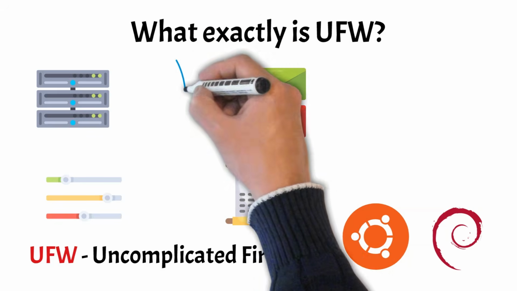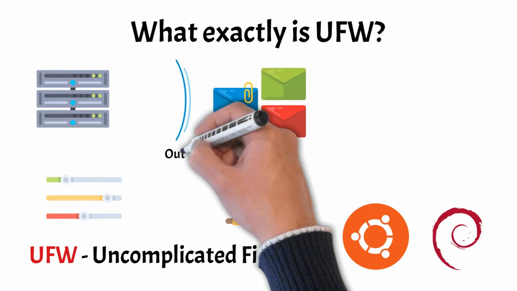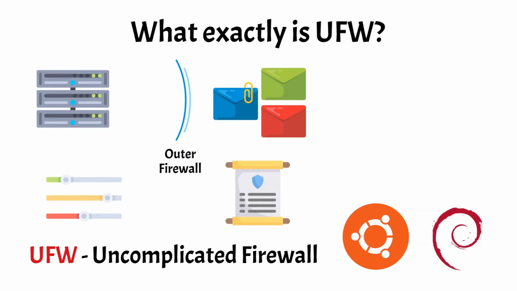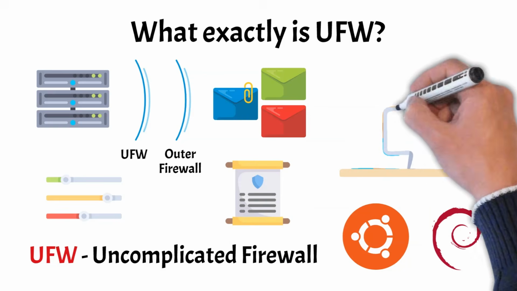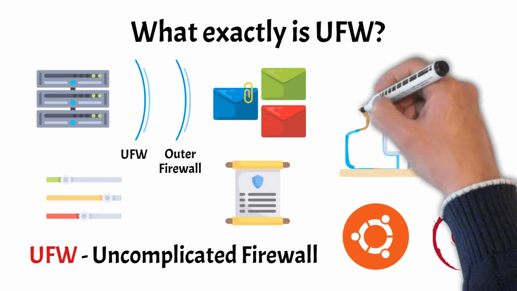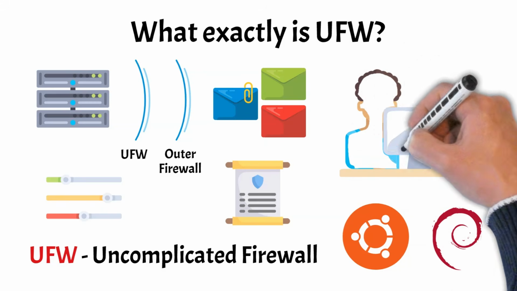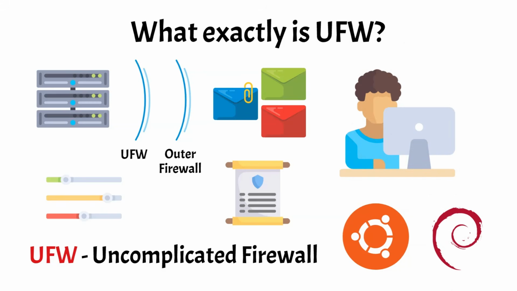UFW is commonly used on distributions like Ubuntu and Debian, where it often comes pre-installed or ready to use. In real-world setups, especially on cloud servers, there's often already an external firewall provided by the hosting platform. UFW acts as an additional layer on the system itself, giving you more control and an extra level of protection. In short, UFW is a simple and effective way to manage firewall rules directly on your Linux machine.